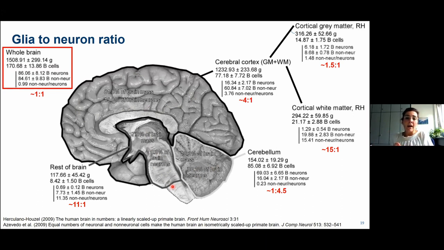So, for example, in the cerebral cortex, we have four times more glial cells than neurons. And that is because glial cells, as I said before, they have more functions than just creating a myelin sheath. And they're really, really important for the neurons to provide them with nutrients and with oxygen, right?